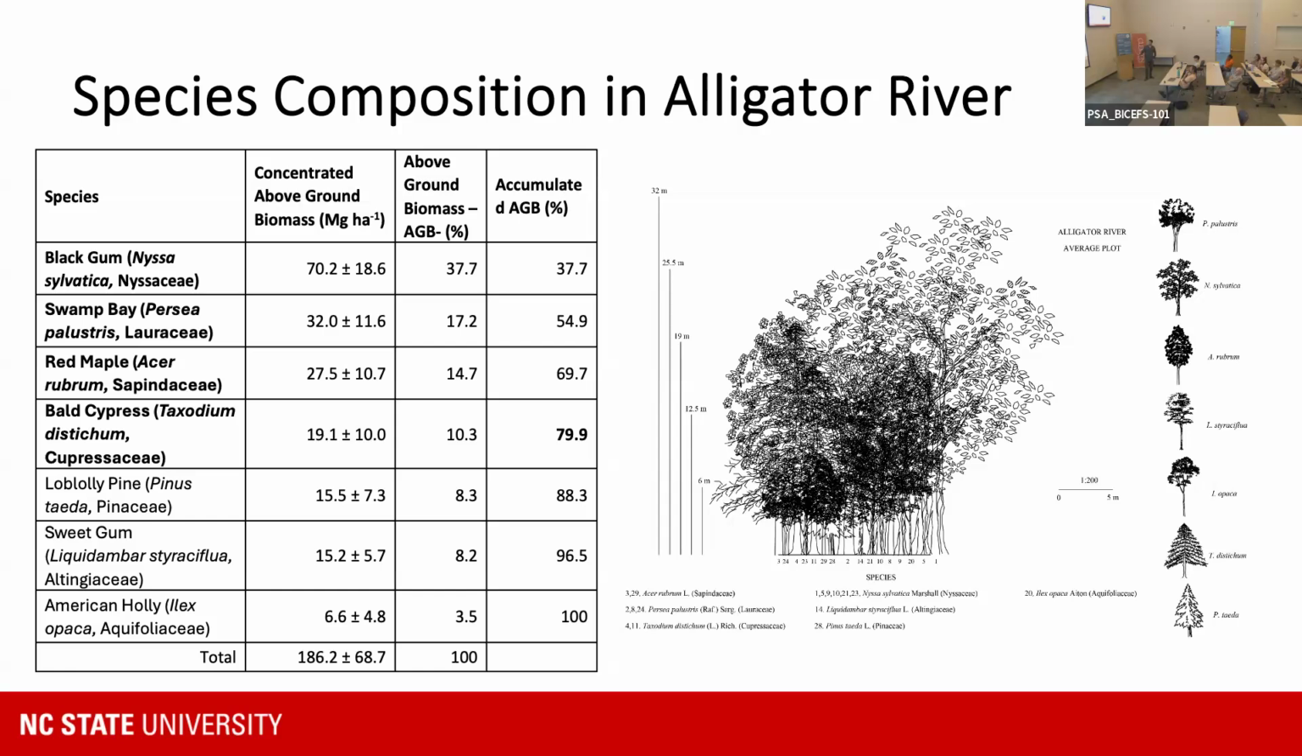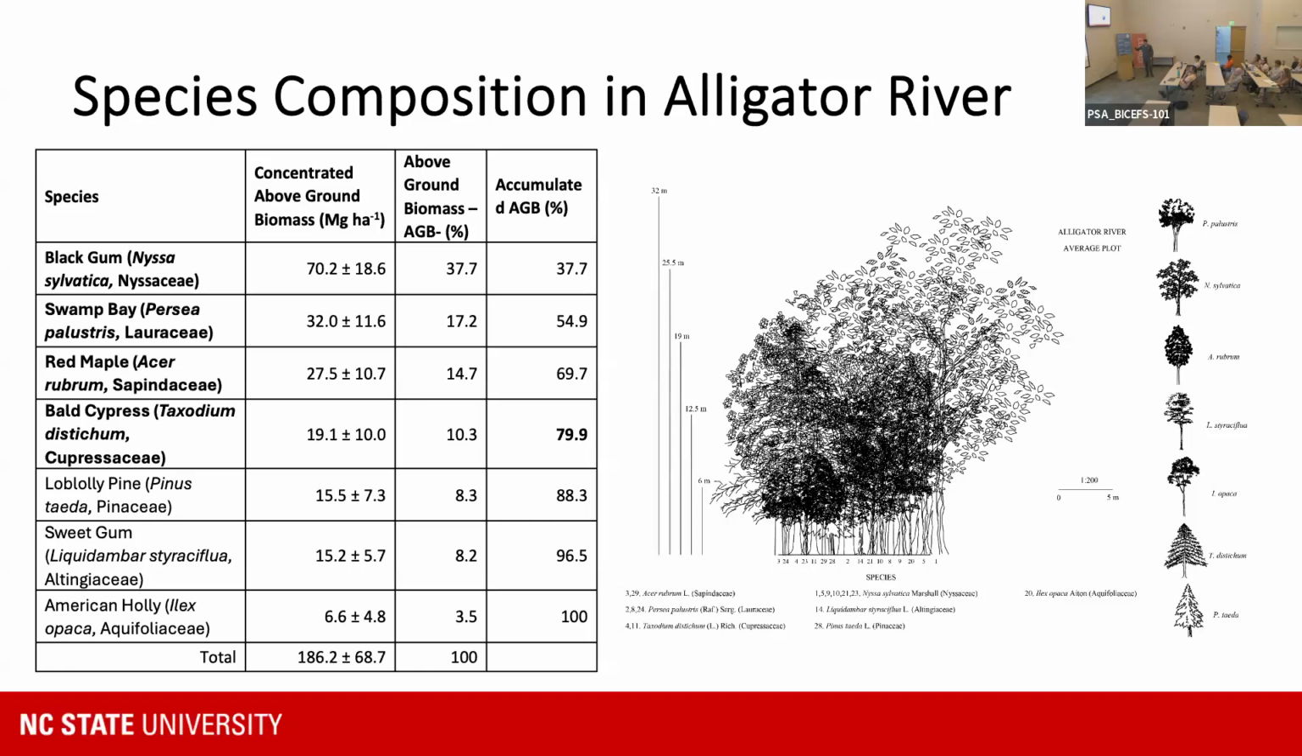And in this vertical profile, you can see that the tallest trees, which are the black gums, can go up to 32 meters. But really most of the biomass is in this category between 12.5 and 19 meters, where you can see here some bald cypresses and the maples.